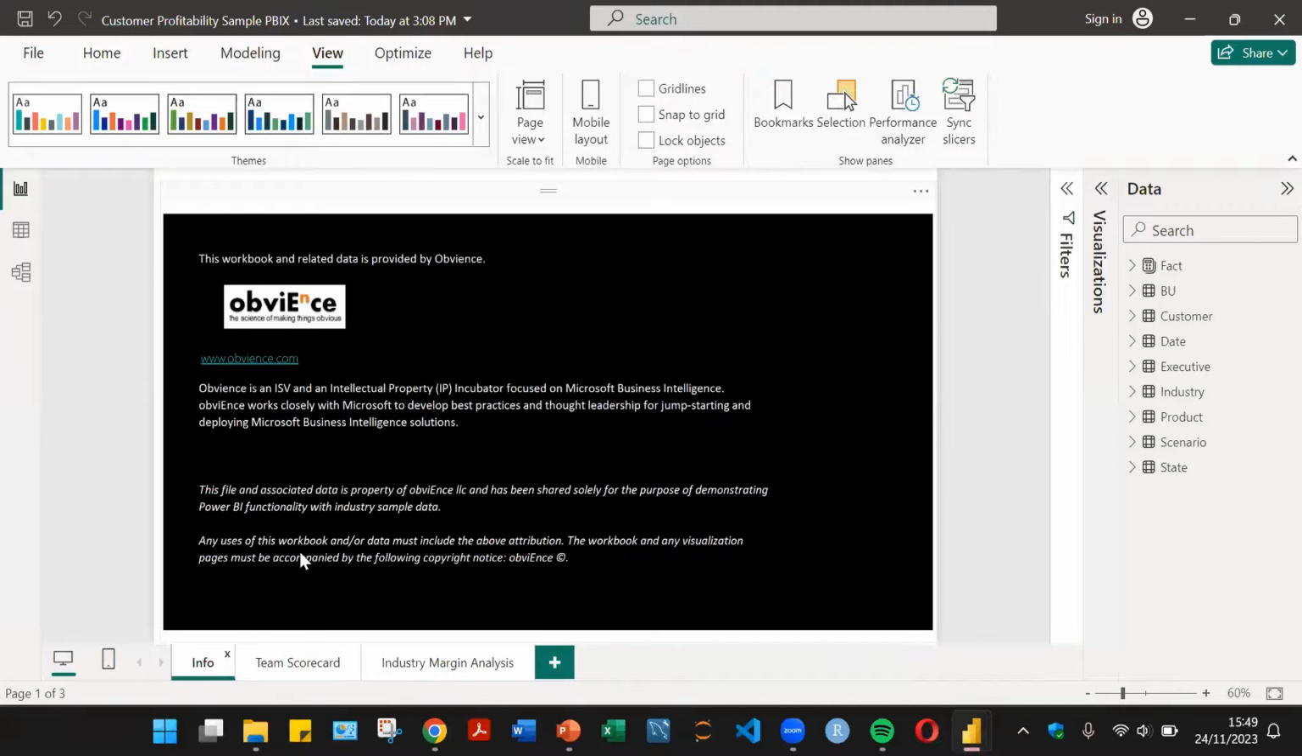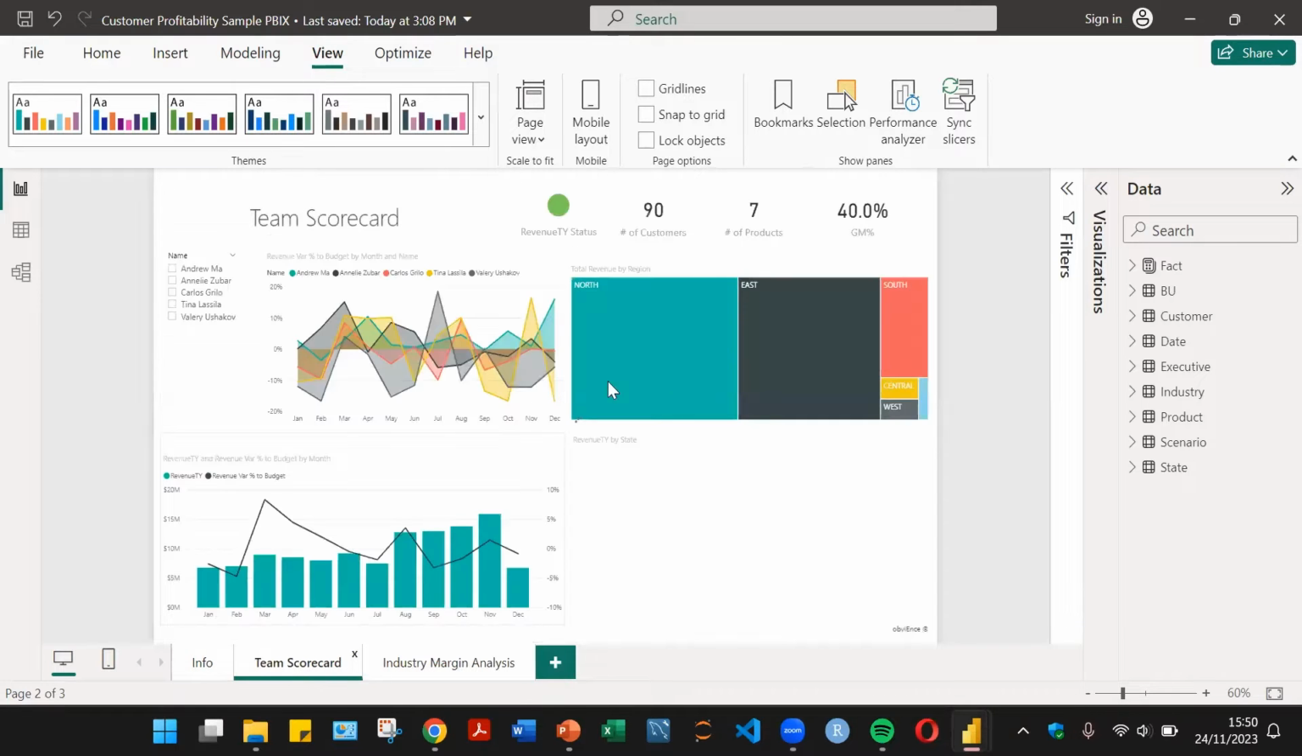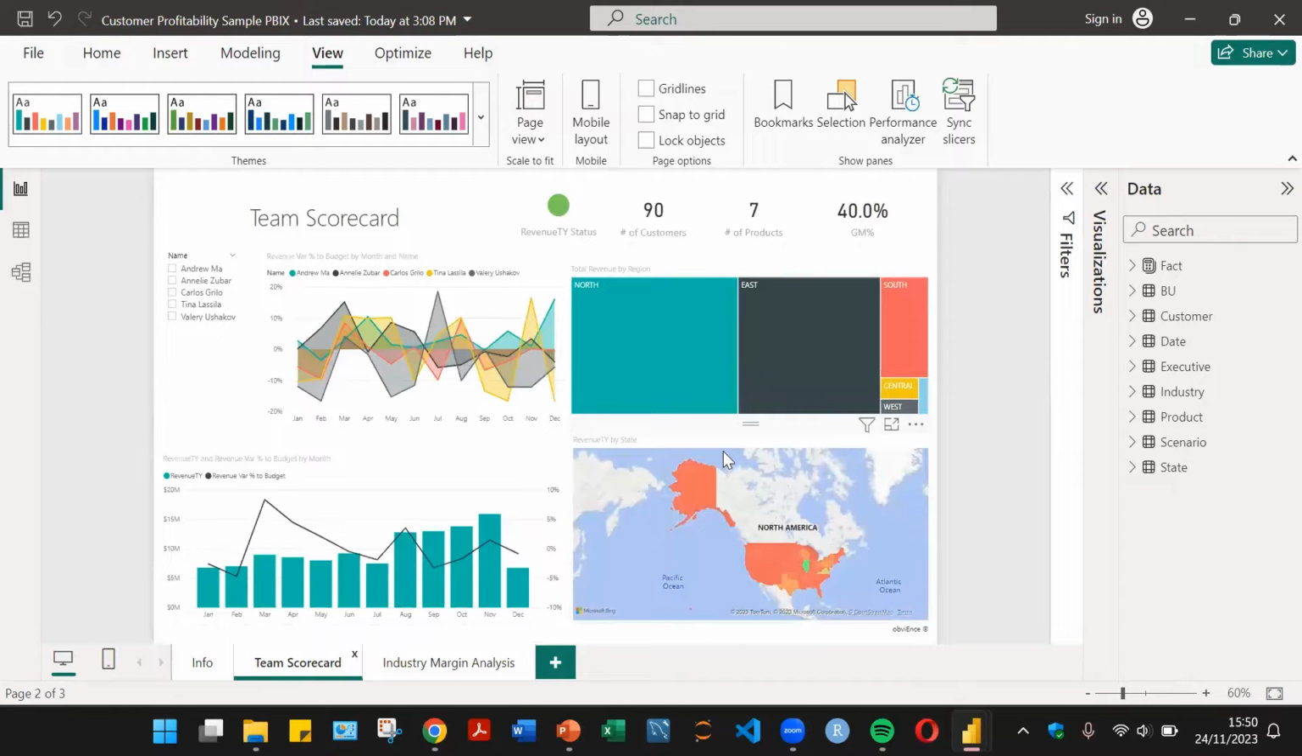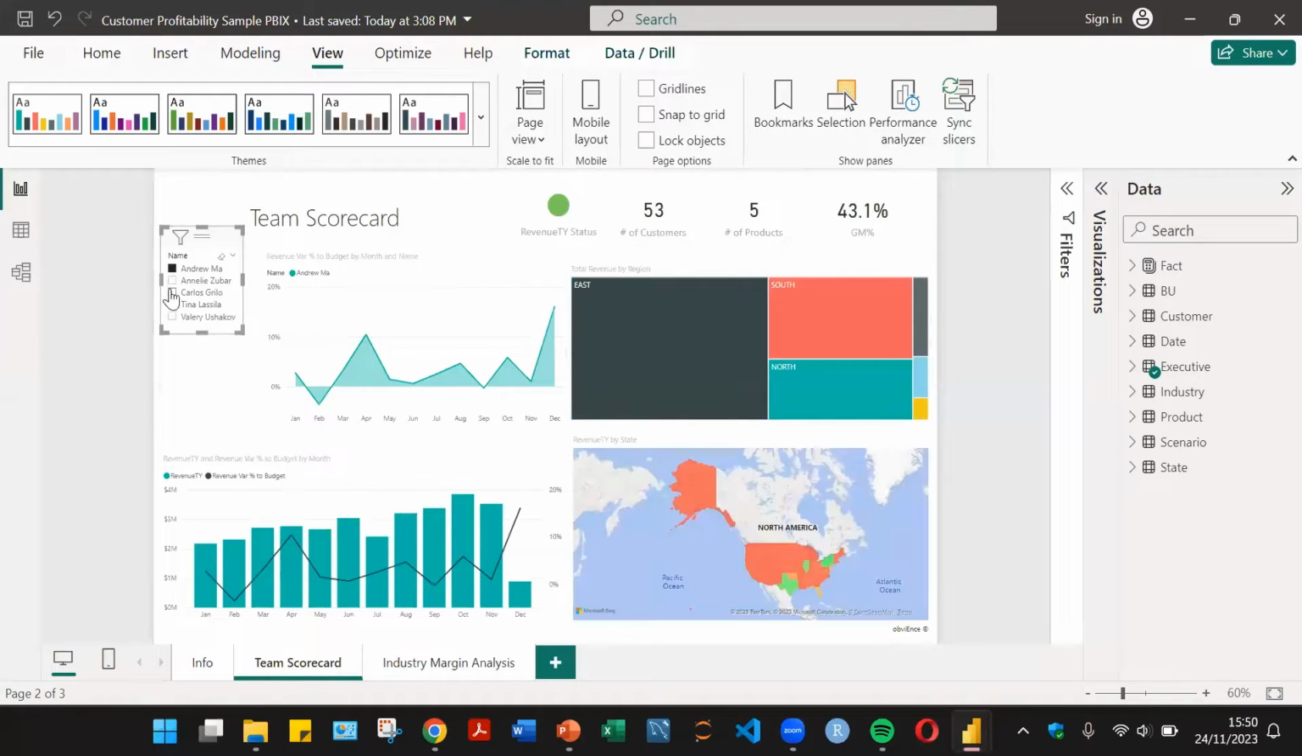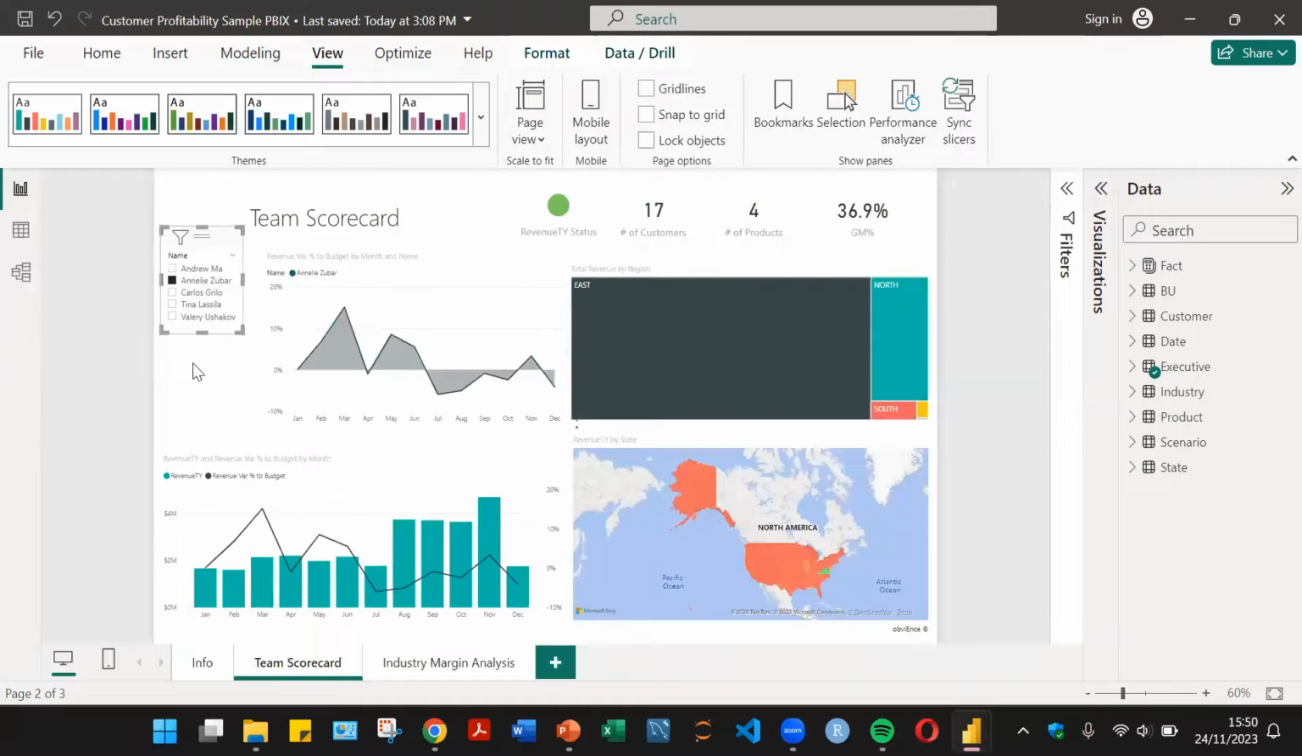In this case, we have the introduction. This workbook is related to data provided by Obviance. And this is the basic information about the workbook. We have a team scorecard, and we have analysis on different teams in the organization. We can also review specific names of the team members. You'll notice that on selecting each of these, the values change.